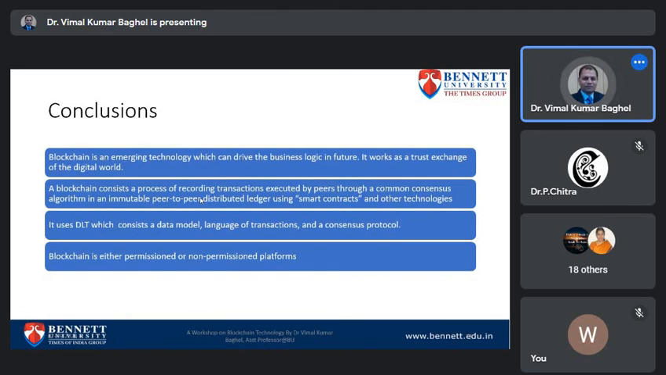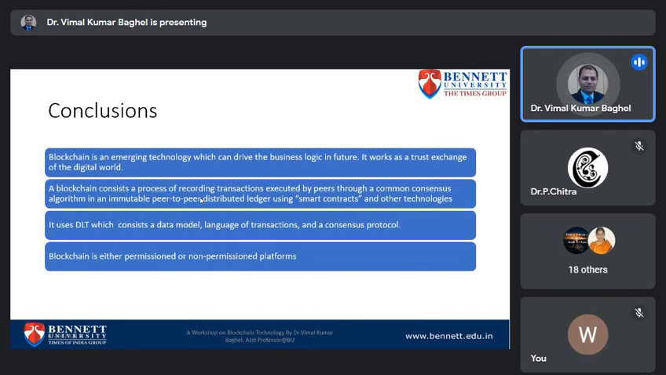So let me conclude my session. Blockchain is an emerging technology which can drive the business logic of the future. It works as a trust exchange of the digital world. A blockchain consists of a process of recording transactions executed by peers through a common consensus algorithm in an immutable peer-to-peer distributed ledger using smart contracts and other technologies.